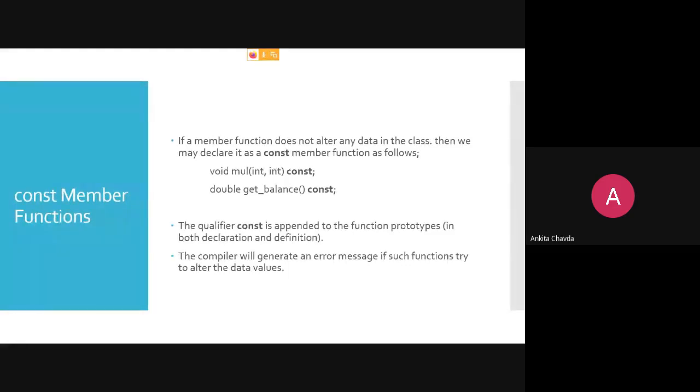Fine. There is another small topic, that is a constant member function. It can be asked for 1 mark. If a member function does not alter any value in the class, then we may declare it as a constant member function. You know the meaning of const, right? If I'm writing const integer a is equal to 10, it means the value of a is now constant, and nobody can change this value.